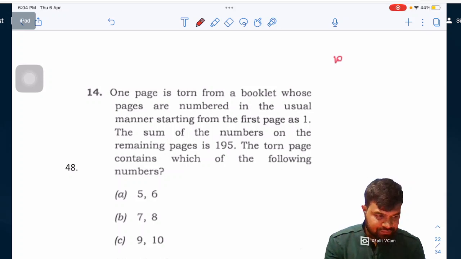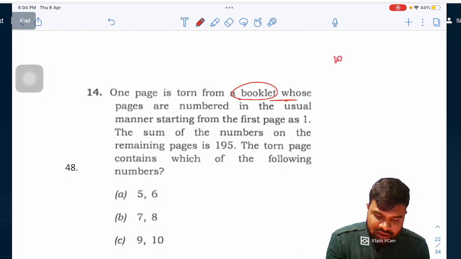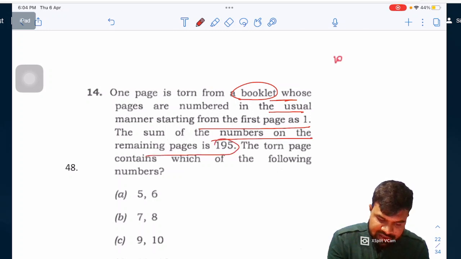Okay. Now 48. Again a booklet printing question. Pages are numbered in the usual way, starting from page 1. The sum of the numbers on the remaining pages is 195. The torn page contains which of the following numbers?